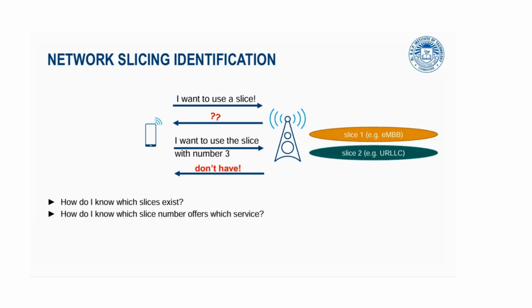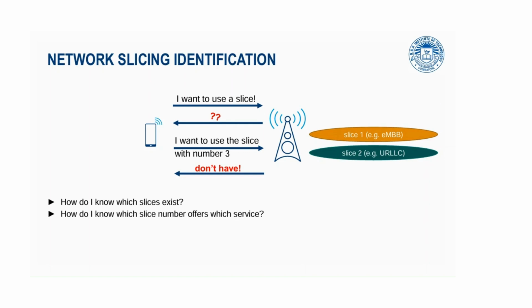So here the mobile device wants to use a network slice but may not know which slice actually exists. The base station may not respond informatively if a device requests a non-existent or unknown slice. It is like the user equipment is saying, I want to use a slice, but which slice do you need? What kind of service do you want me to offer? That data is missing here, so the network cannot inform the device properly. So again it asks what kind of slice you need.